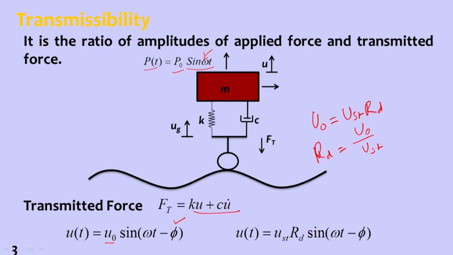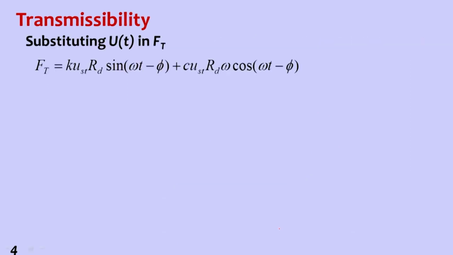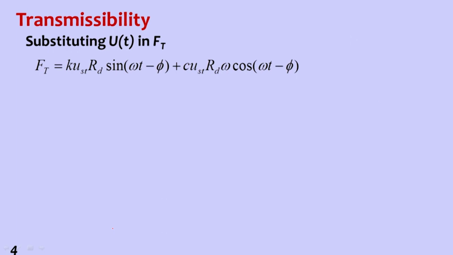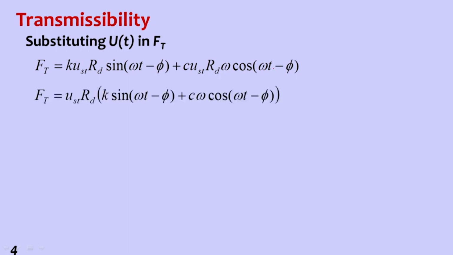This is an equation. Now if we substitute this in the above equation of Ft, Ft equals k into ut plus c into u dot. If we differentiate u once, omega comes out and sin becomes cos, as you can see. So ust into Rd omega cos omega t minus phi. Then upon further simplification, ust into Rd can be taken out, leaving k sin omega t minus phi plus c omega cos omega t minus phi.